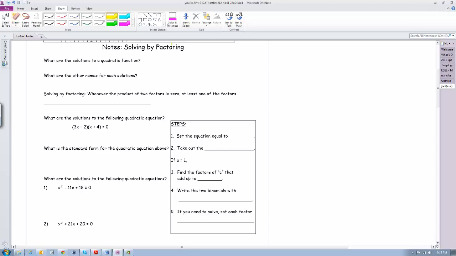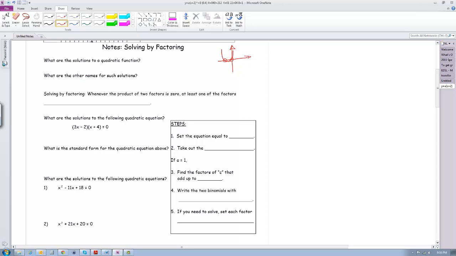So first of all, let's talk about what are the solutions to a quadratic function. We discussed it already at length. Solutions of a quadratic function are the values of x when y is equal to 0. So it's where our parabola crosses the x-axis.